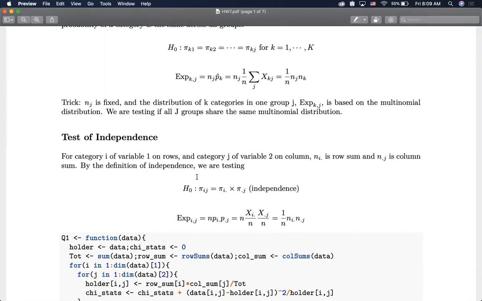And by the definition of independence, the probability of the ij category will be the probability of the ith category multiplied by the probability of the jth category. That's basically just by the definition of independence. So that will be our null hypothesis.